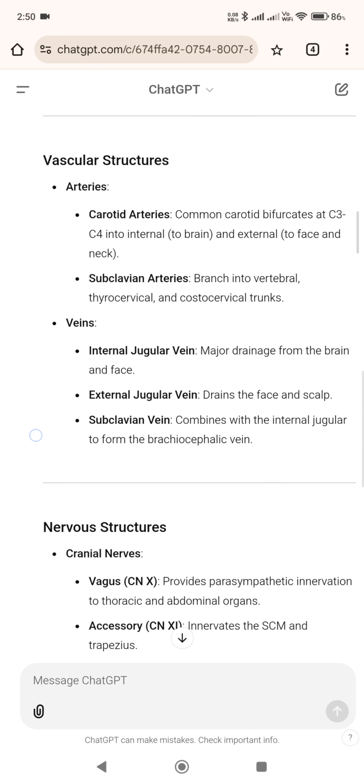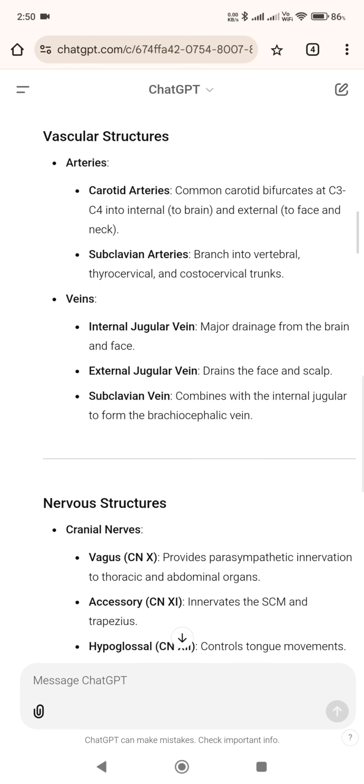Vascular structures, arteries, carotid arteries. Common carotid bifurcates at C3-C4 into internal to brain and external to face and neck. Subclavian arteries branch into vertebral, thyrocervical, and costocervical trunks.